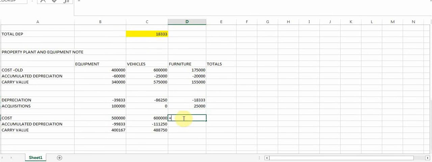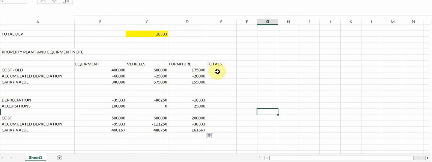And again, I'm going to say the cost at the final part of this PPE note is the cost of the old, and I'm going to add the acquisitions value. And thereafter, the accumulated depreciation is the depreciation at the beginning, and I'm going to make it further negative with the depreciation of the current year, and that gives me 38,333, leaves me with a final carry value of 161,667.